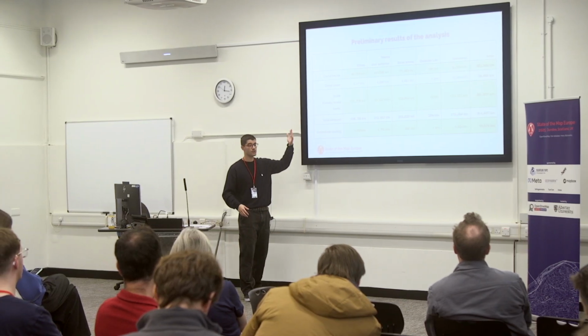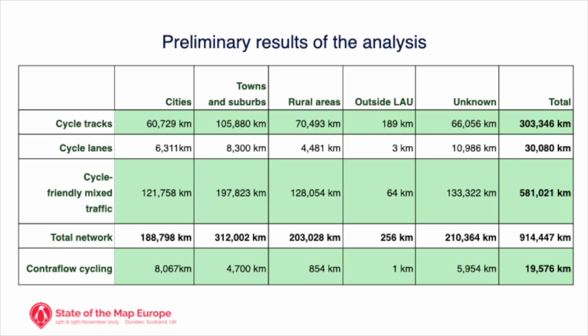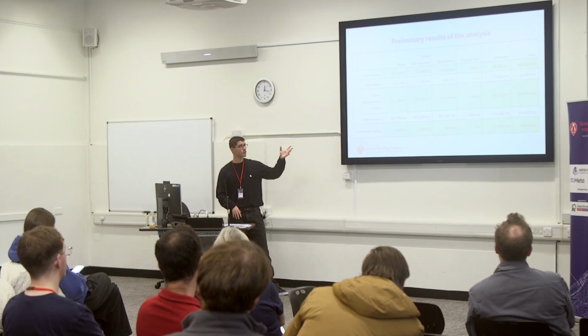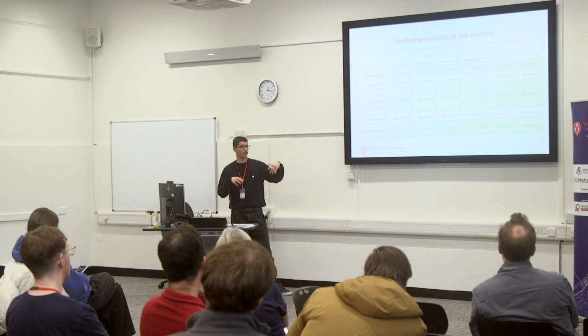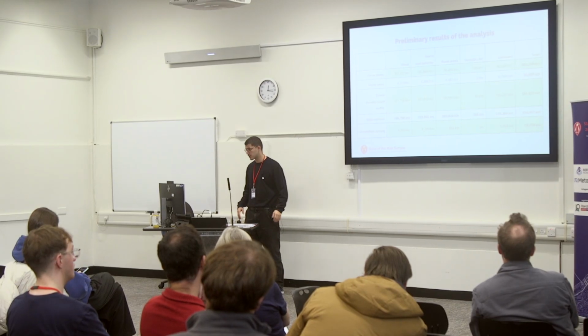So cycle tracks, we say that these are cycle tracks and cycle and pedestrian tracks. Cycle lane is cycle lanes together with bus and cycle lanes. And then we have the cycling-friendly mixed traffic roads, which is cycle streets, 30-kilometer roads, and specific service roads. This is a work that has never been done before. It's for all the EU member states. And also we have the contraflow cycling.